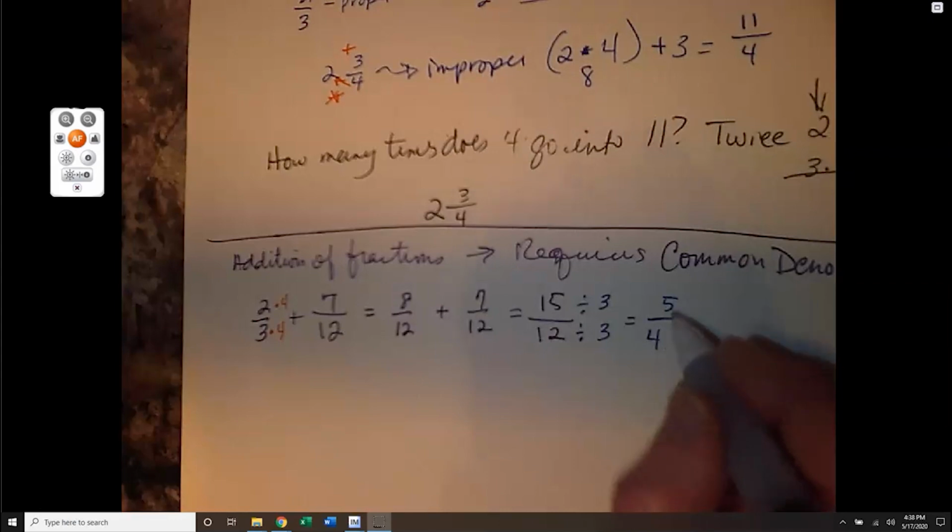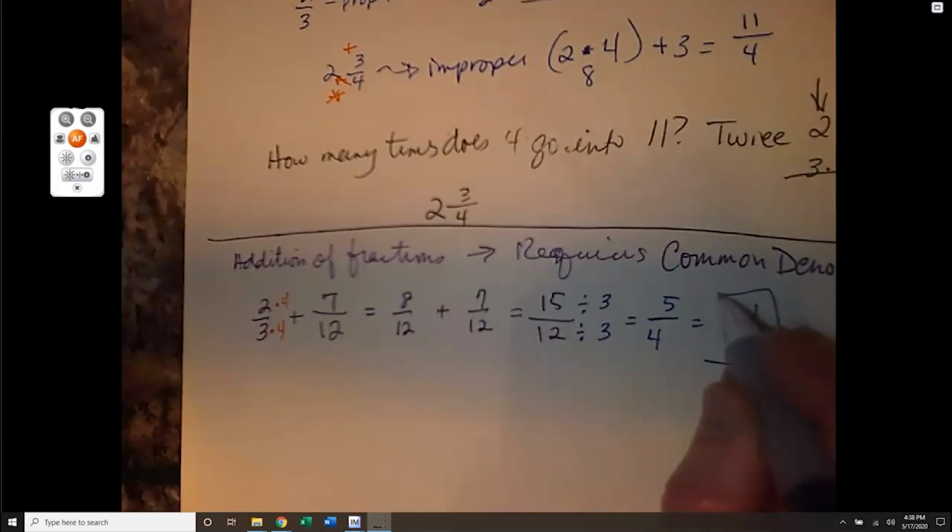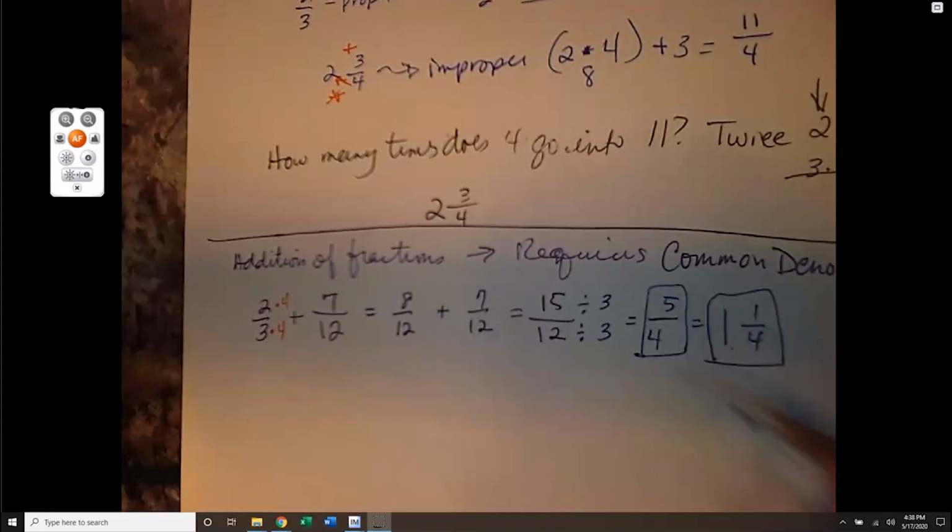So 4 would go into 5 one time, so I have one whole, and then I have 1/4 left over. So that's the mixed number version. So this would be the answer in mixed number. This would be the answer in improper fraction.